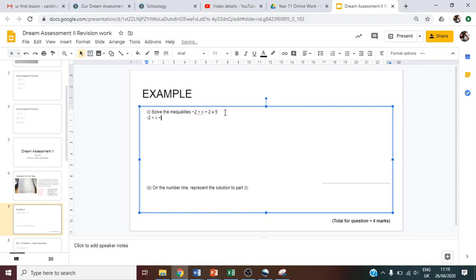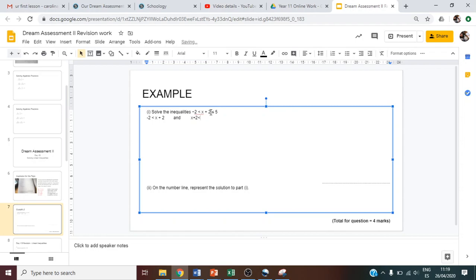X plus 2. Okay, now this is a combined inequality. So I need to write 2 separate inequalities here. First I'm going to do the first bit, so that's up until here. That's one inequality. And the other inequality I need to solve is x plus 2 is less than or equal to.